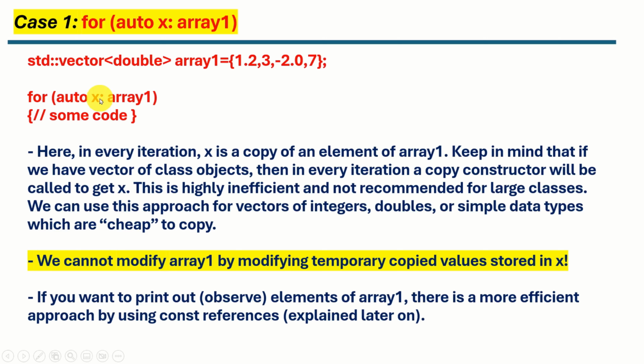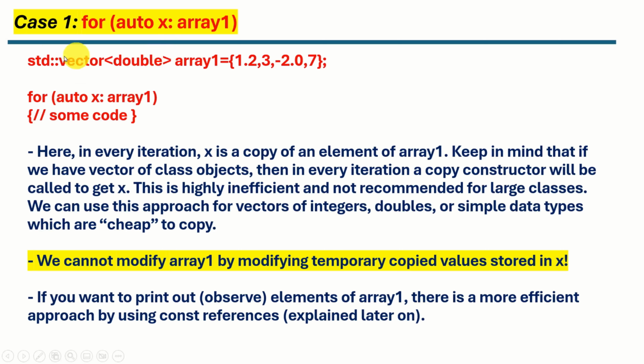Keep in mind that if we have a vector of class objects, then in every iteration a copy constructor will be called to get x, and this is the disadvantage of this approach. This is highly inefficient and not recommended for large classes. We can use this approach for vectors of integers, doubles, or simple data types which are cheap to copy. That is, if you want to iterate over a vector of doubles or integers, you can use this simple approach.